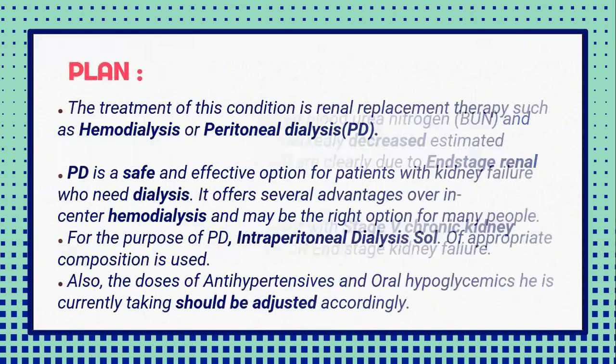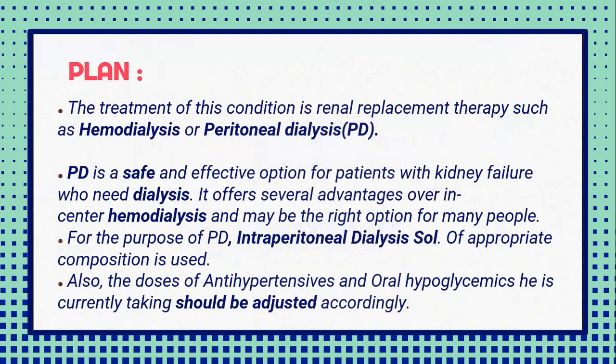The plan: the treatment of this condition is renal replacement therapy, either by hemodialysis or by peritoneal dialysis. So we should have an idea of what peritoneal dialysis basically is. Peritoneal dialysis is a safe and effective option for patients with kidney failure who need dialysis. It offers several advantages over center hemodialysis, and it may be the right option for many people.